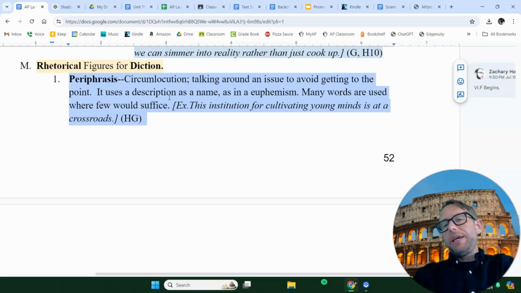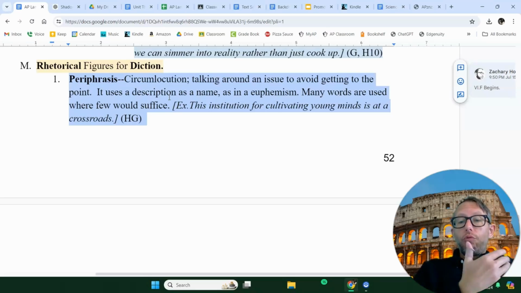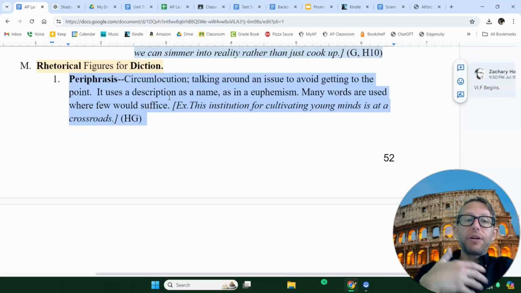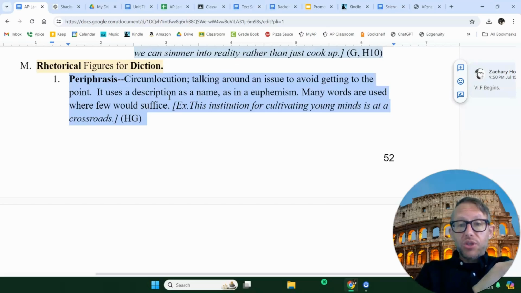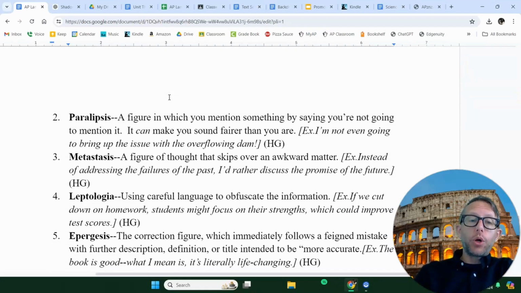So think about that rhetorically speaking. What I'm really saying in that sentence is, this school is at a crossroads. But I'm not saying this school is at a crossroads. I'm saying this institution for cultivating young minds. Clearly, I have some kind of rhetorical motivation for describing it as an institution for cultivating young minds rather than a school. Well, that's going to affect the reader differently. There's a different connotation to that. Synonymous with a school, but different connotations and a different effect on the reader. So that's what we're talking about when we're talking about periphrasis. You're using many words, actually a description, to describe something you might otherwise describe with just a single word, okay?